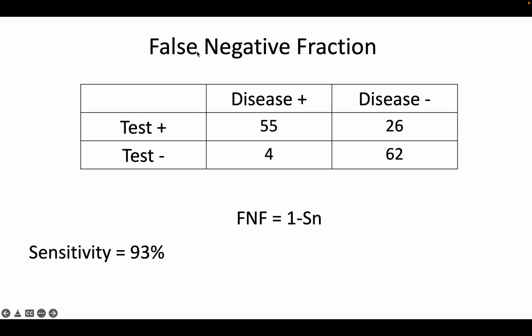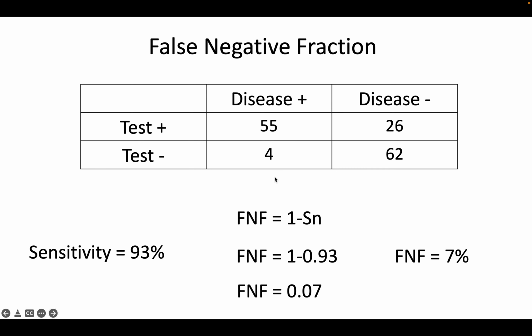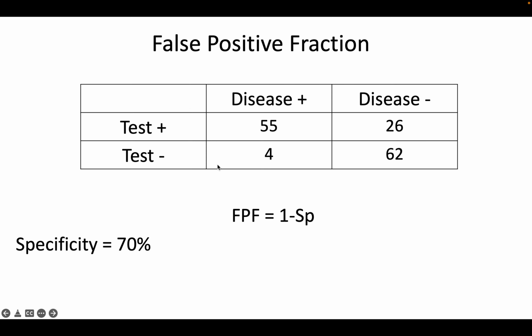So the false negative fraction is the rate at which the test is producing false negatives, and that's just 1 minus sensitivity. An easy way to remember that is n for negative and n for sensitivity. And yeah, so in this case it would be 1 minus 0.93 or 0.07. So the test is only producing false negatives at a rate of 7%, so it's doing a pretty good job.